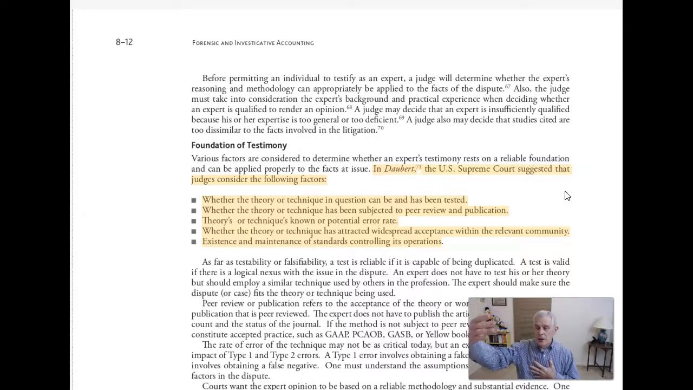Can you find other sources, peer review, publications that say, yes, the technique you're using to compute damages is acceptable in the professional community? Third, the theory or technique's known or potential error rate, which gets into really scientific technology. Fourth, whether the theory or technique has attracted widespread acceptance within the relevant community. Is it widely accepted? And the last one, existence and maintenance of standards controlling its operations. So, again, these things must be present in your work and be accepted. Good techniques and standards to be acceptable.